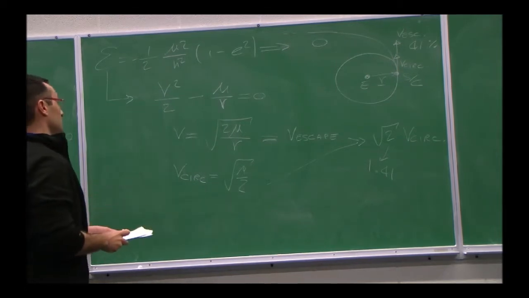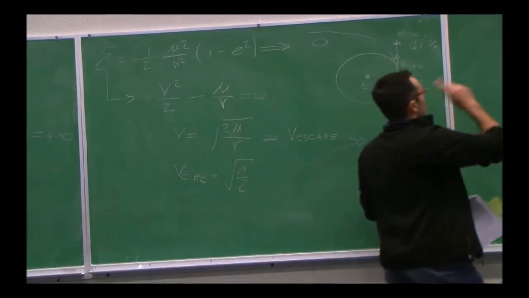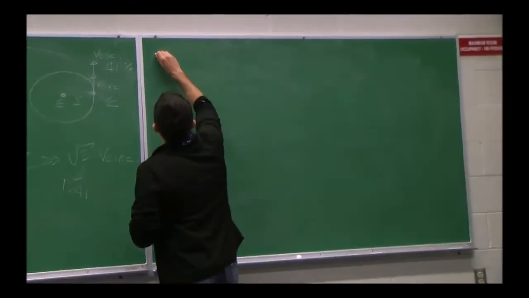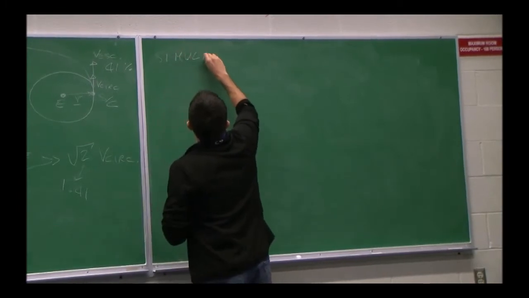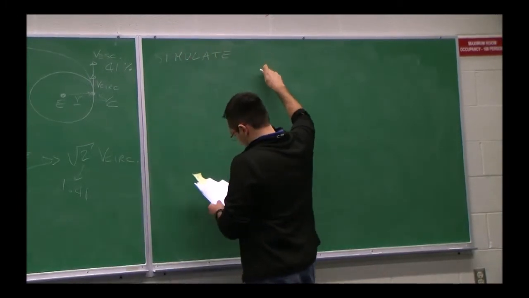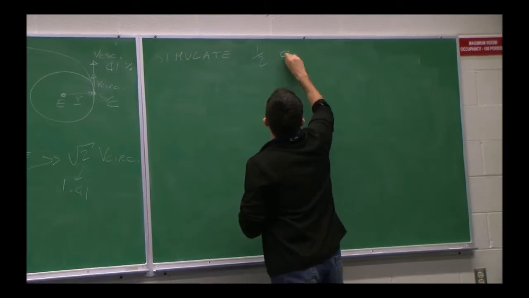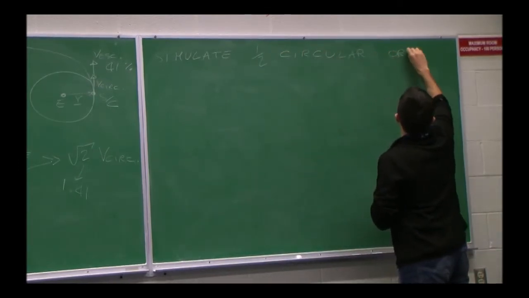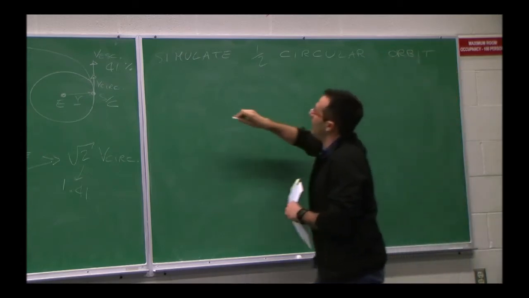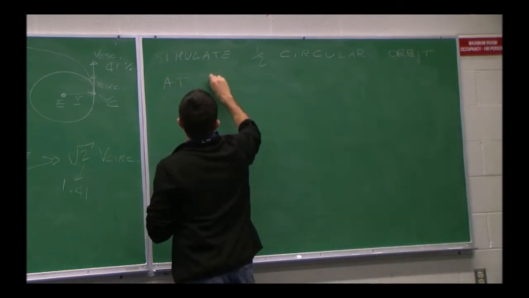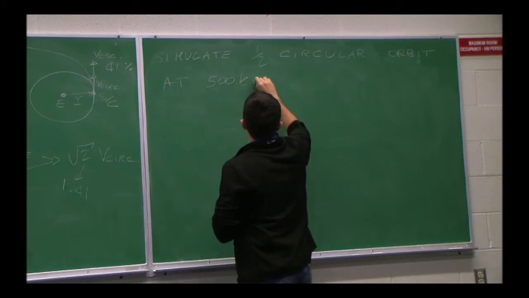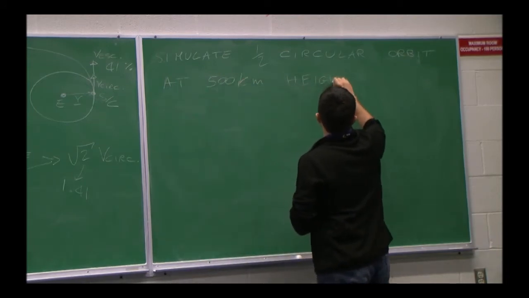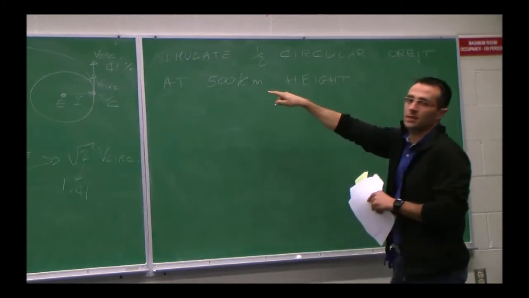I have an actually simple exercise that this is another uncollected homework if you want. Do the following. Simulate, so this is in ODE 45. Let's see, what am I saying here? Half circular trajectory, or orbit, at a height of 500 kilometers. Okay, this is height.